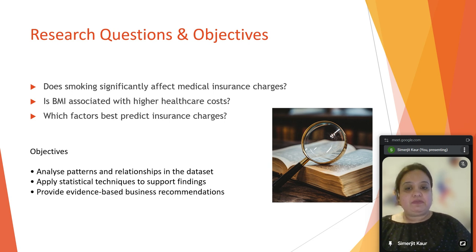Research questions and objectives. This investigation focused on three main research questions. The first question was whether smoking significantly affects medical insurance charges. The second question was whether BMI, also known as body mass index, is associated with higher healthcare cost. The third question aimed to identify which variable best predicts medical insurance charges. The objectives were to analyze data patterns, apply statistical methods, and provide evidence-based recommendations based on results.